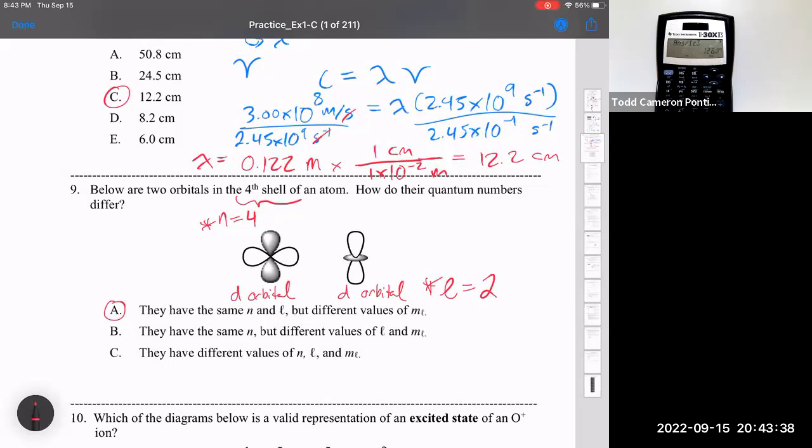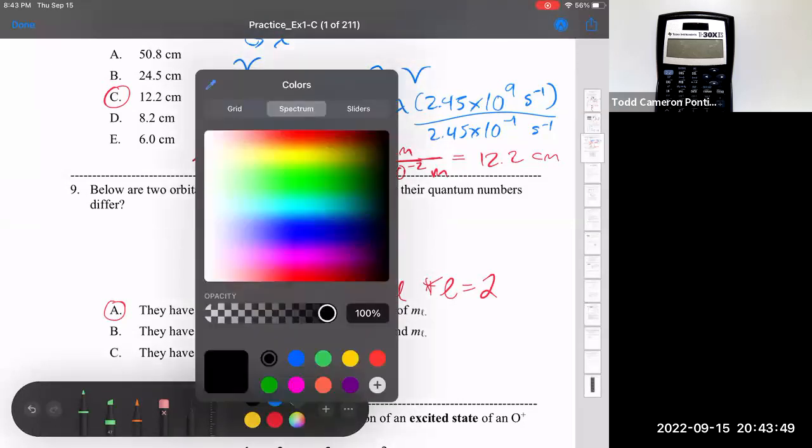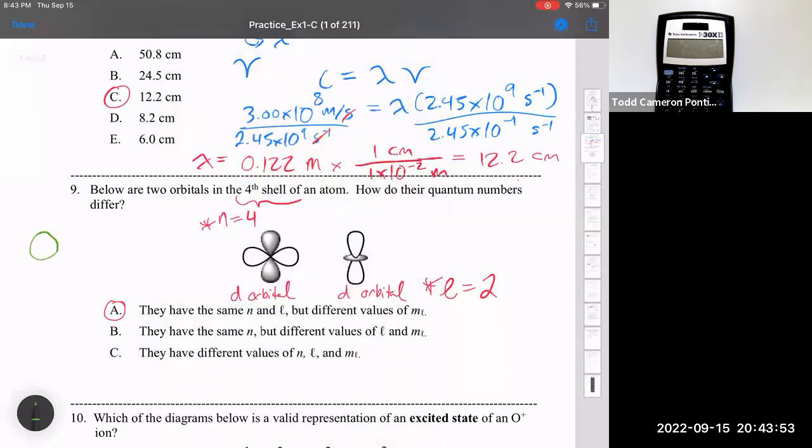The 4 shapes that you want to be familiar with are: spherical is S, dumbbell shaped is P, and then clover shaped and dumbbell with a donut around it. These are both D. As long as you know those shapes, you're good.